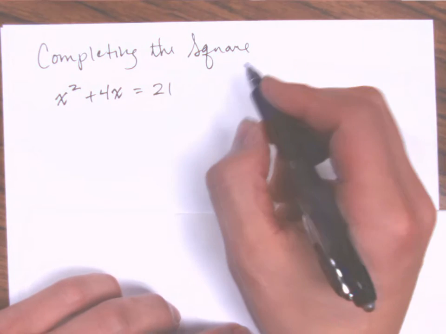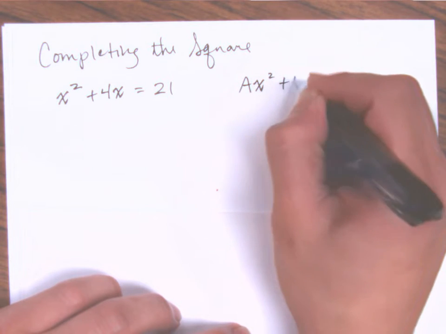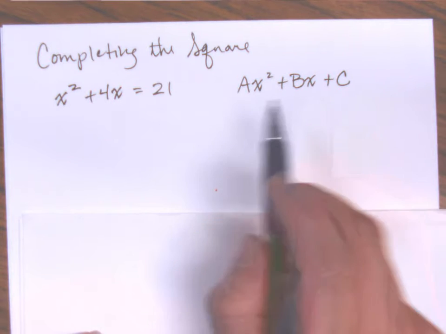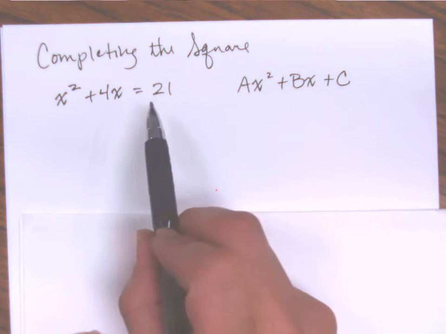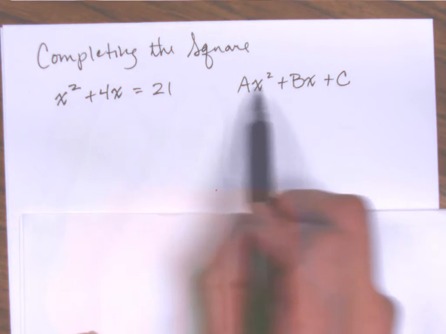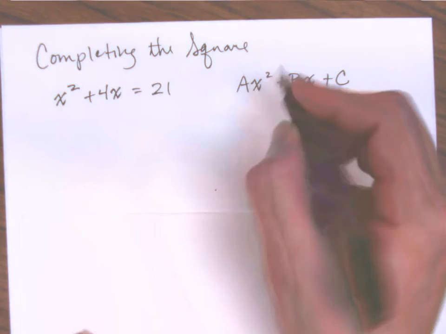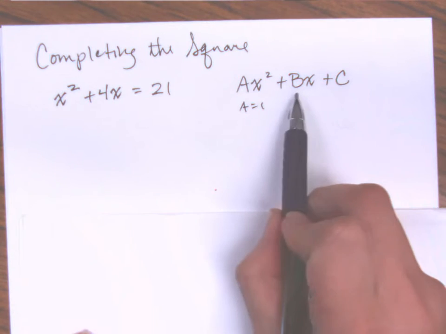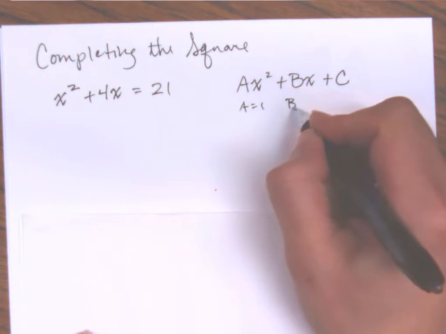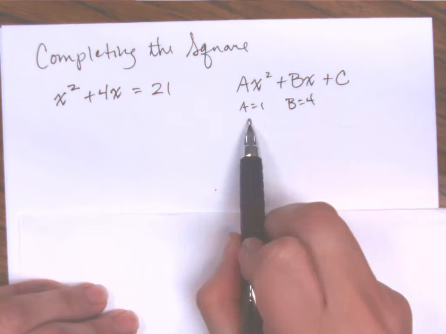So remember your standard form of a quadratic equation is ax squared plus bx plus c. So kind of in this form, I just have my c term on the other side of my equal sign, but my a is the coefficient of x squared, and here it's 1. And my b term here is 4, so b equals 4. And when you do this method, a has to be 1.